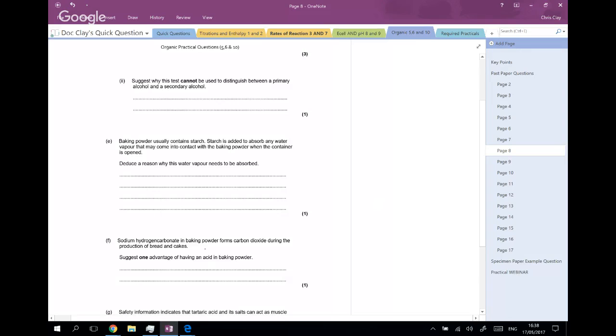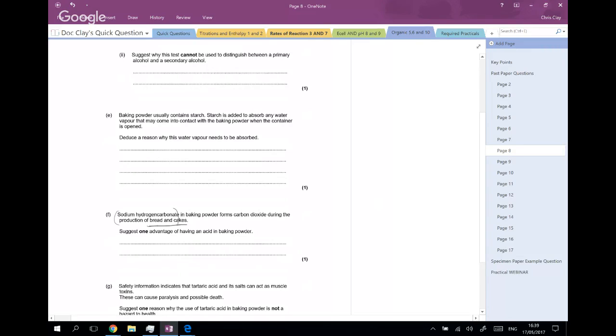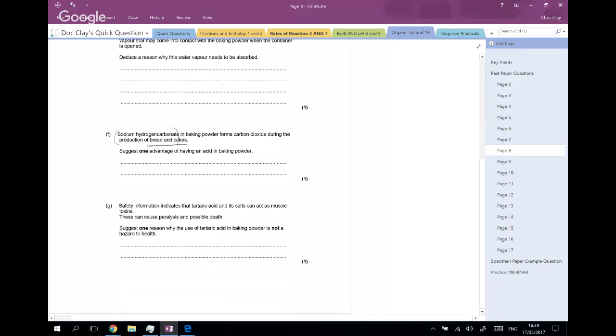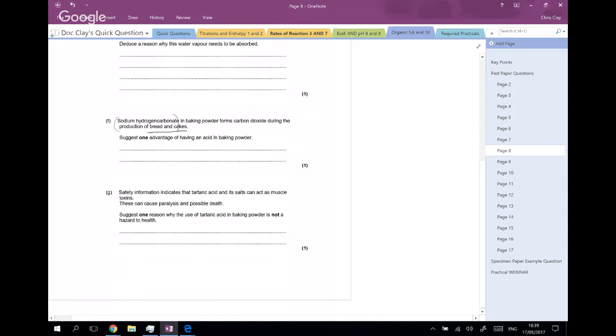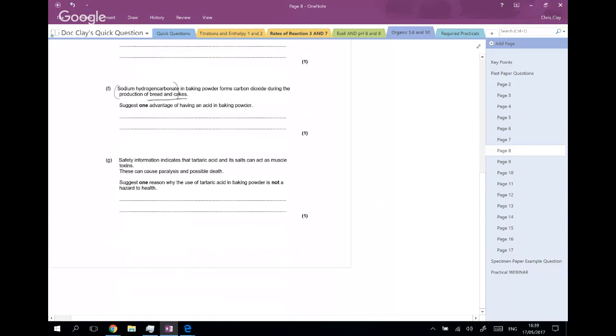Here you're thinking about a baking process, so you're talking about breads and cakes. You've got something that's solid, and you've also got tartaric acid, which is solid. If you're mixing the two together with some sort of water, you would start a reaction before your baking process. That's what they're trying to get you to identify, that you realize something's a solid or a liquid.